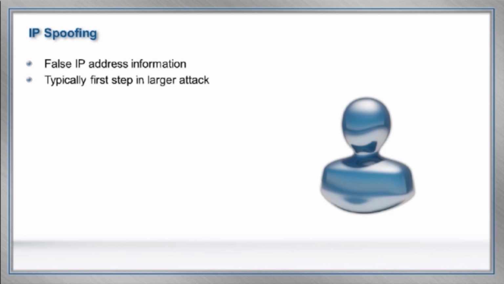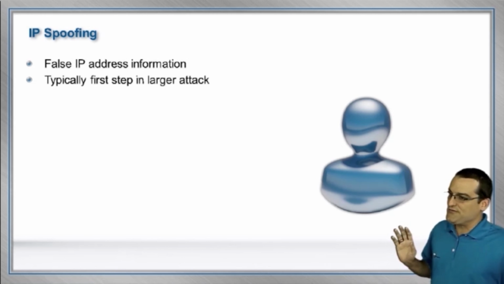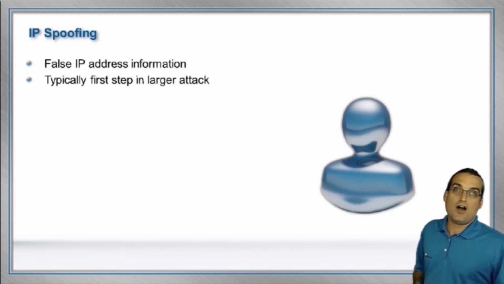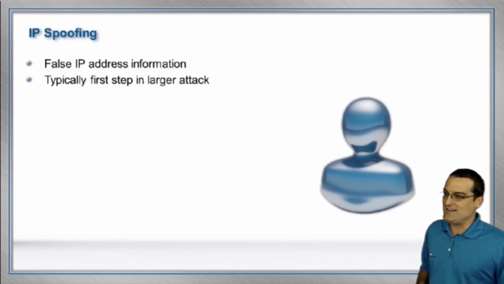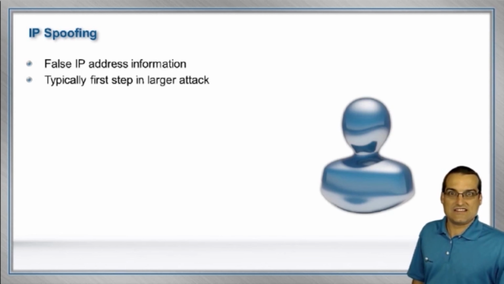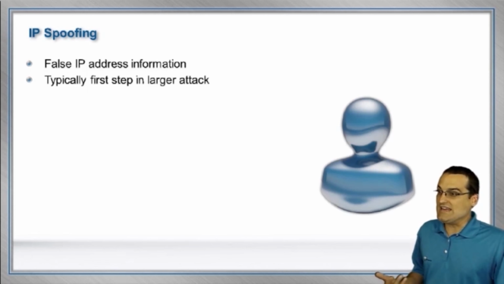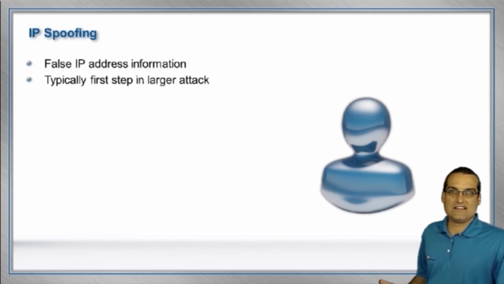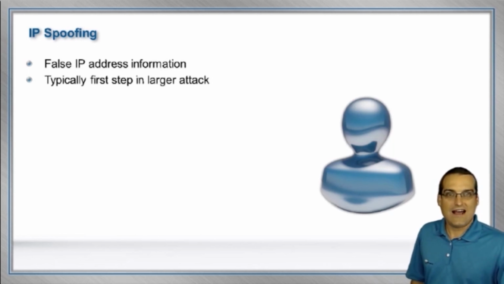So they're pretending to be an IP address that isn't their own. What's scary about this is it's typically the first step in some other, more damaging attack. I mean, if someone wants to pretend they're 10.10.10.1 when they're really 172.16.1.1, and that's all they do, we could care less. But when they do this to gain access to something they shouldn't have access to, or to stage a bigger attack, IP spoofing is a real problem.